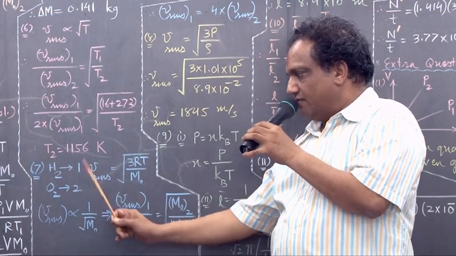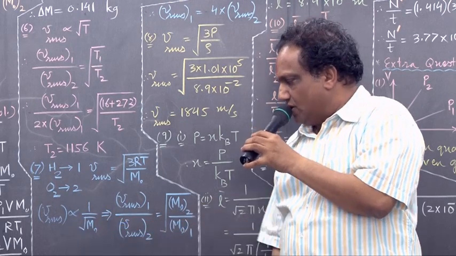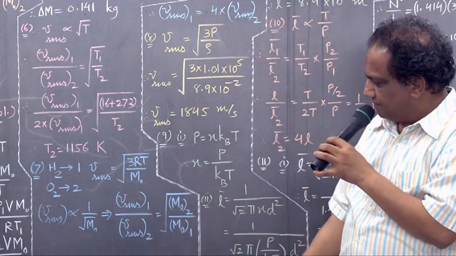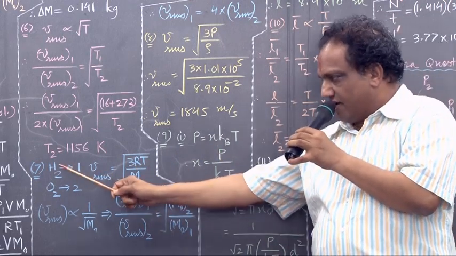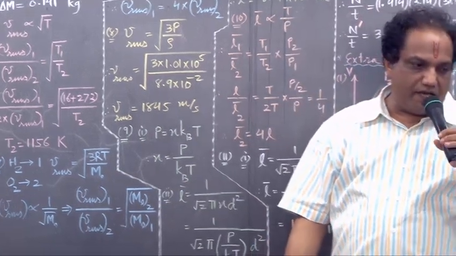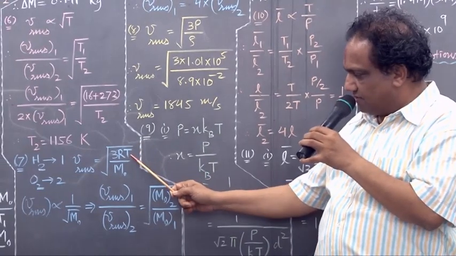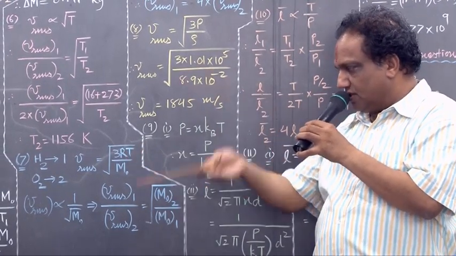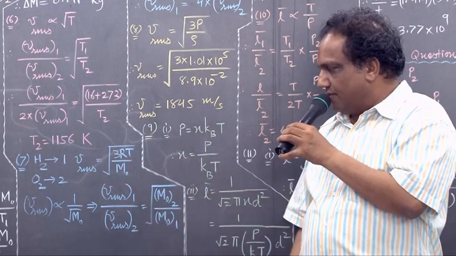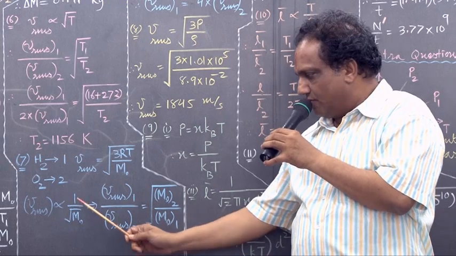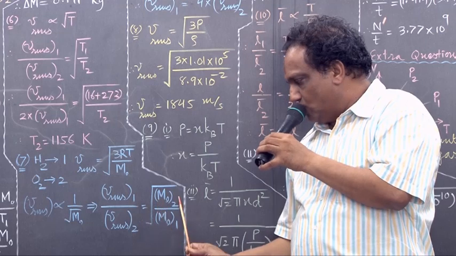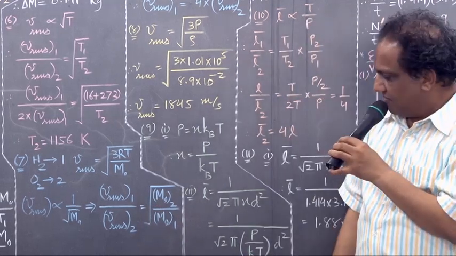Hydrogen gas, I am taking as gas number 1. Oxygen gas, gas number 2. VRMS equals under root of 3 RT upon M0. They are talking about two different gases, but at the same temperature. Same temperature, so T is constant. Universal gas constant is constant as such. So the relation is VRMS proportional to 1 upon under root M0. Inverse proportionality, so 1 to 2.